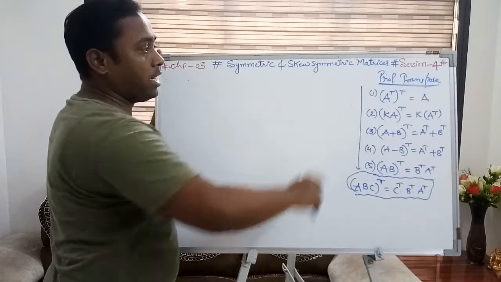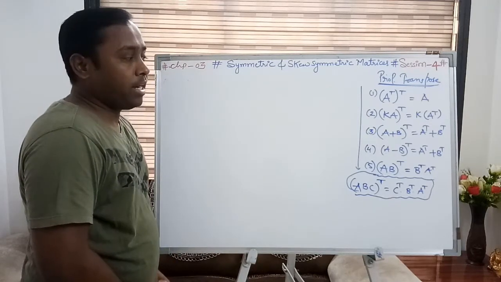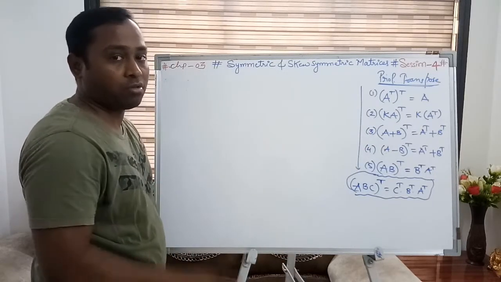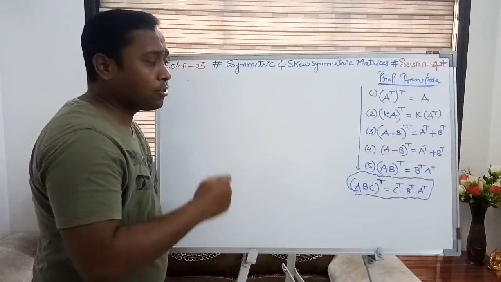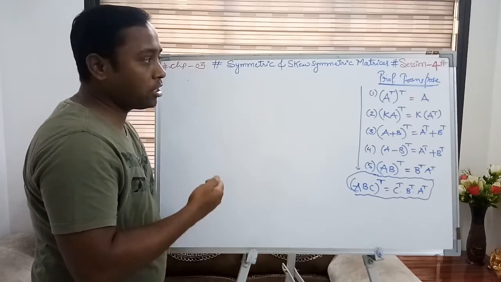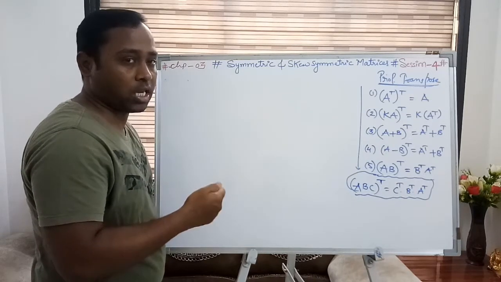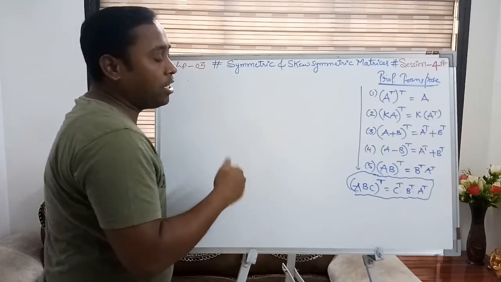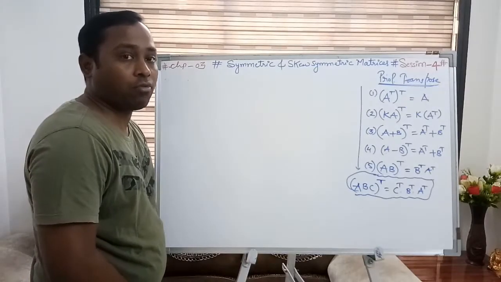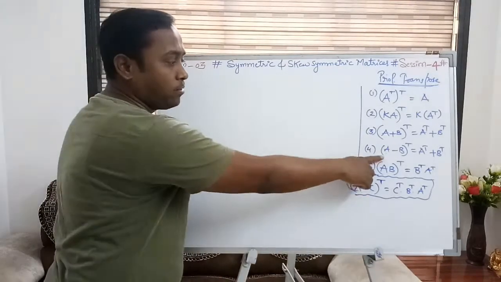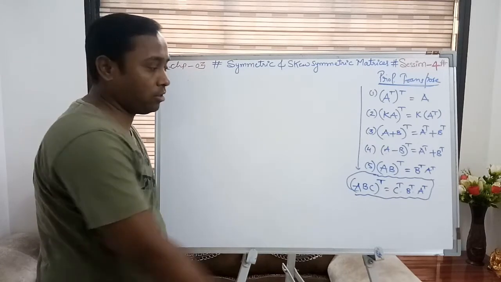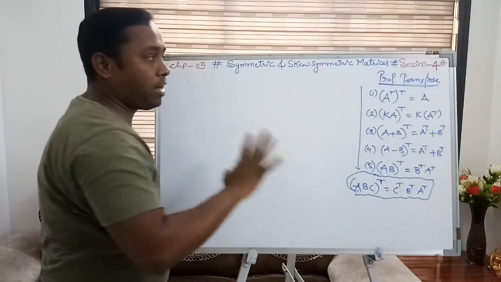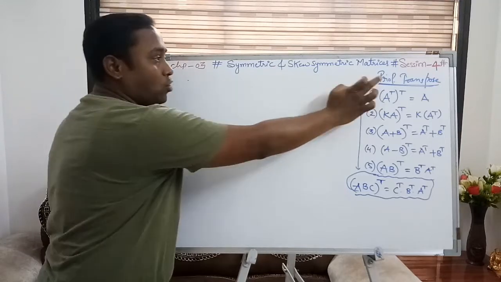The first one is A transpose whole transpose is A. K times A whole transpose is equal to K times A transpose. A plus B whole transpose is equal to A transpose plus B transpose. For the sake of convenience, instead of saying transpose again and again, we say A dash. Dash also represents transpose. So you may also say A plus B whole dash is equal to A dash plus B dash. A minus B whole dash is equal to A dash minus B dash. A into B whole dash is equal to B dash into A dash. So these are the five important properties of the transpose of a matrix.